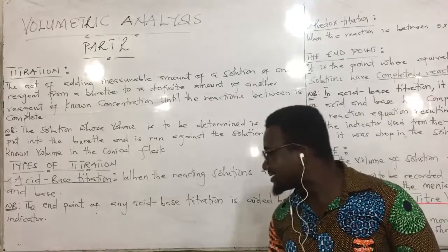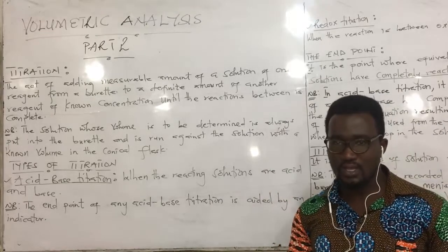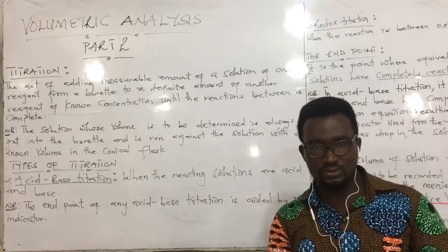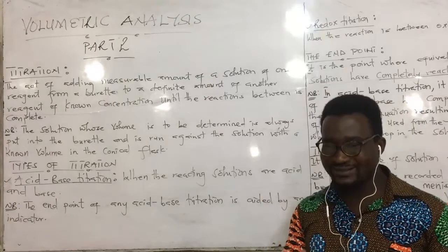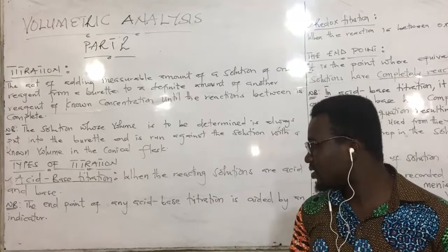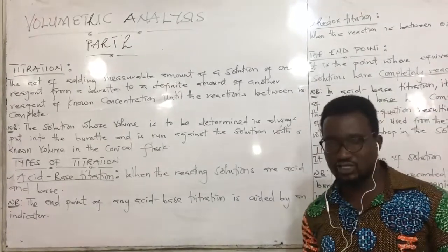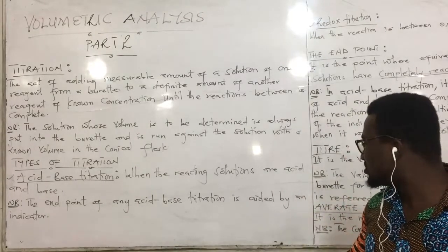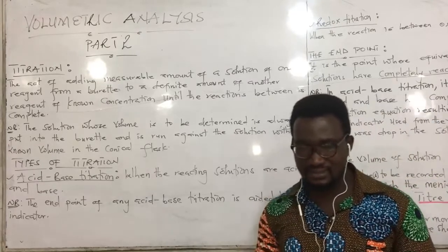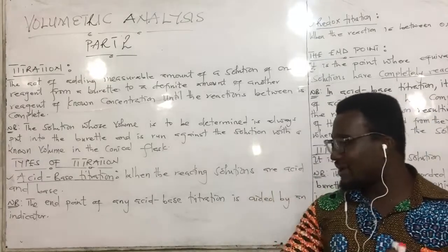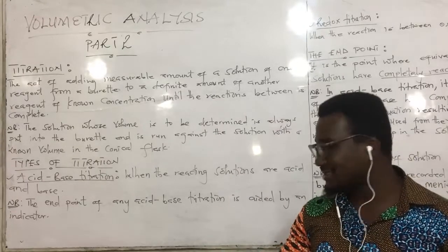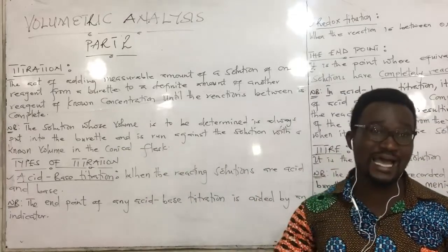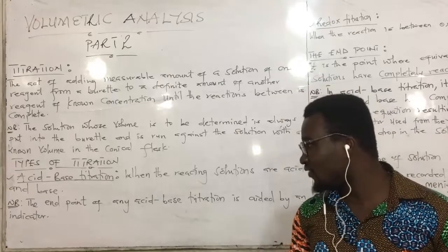Now, let's look at the types of titration, because we know that we have different forms of solutions. Therefore, we are supposed to also know the types of titration. Number 1, acid-base titration. We have acid-base titration when the reacting solutions are an acid and a base, because it is an acid-base reaction that will take place there.